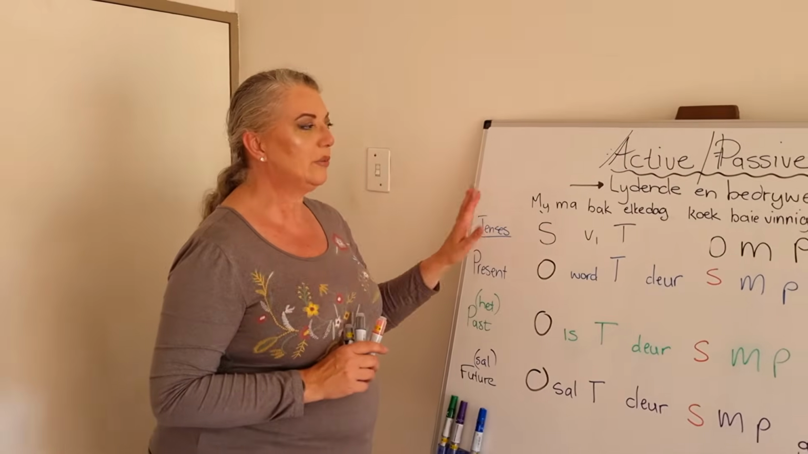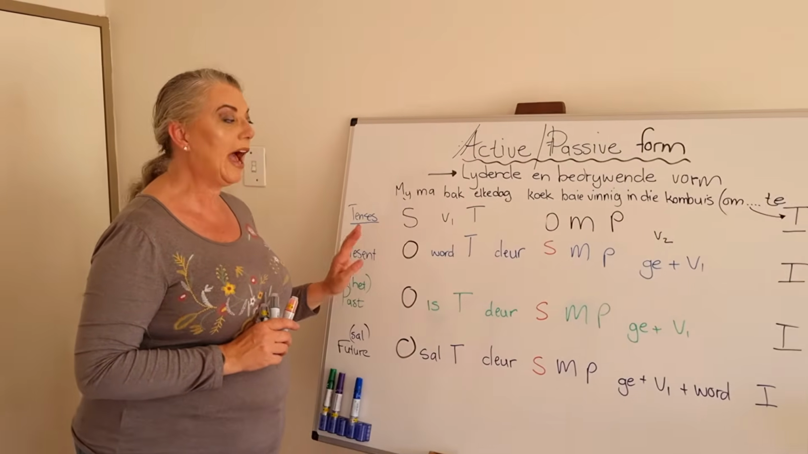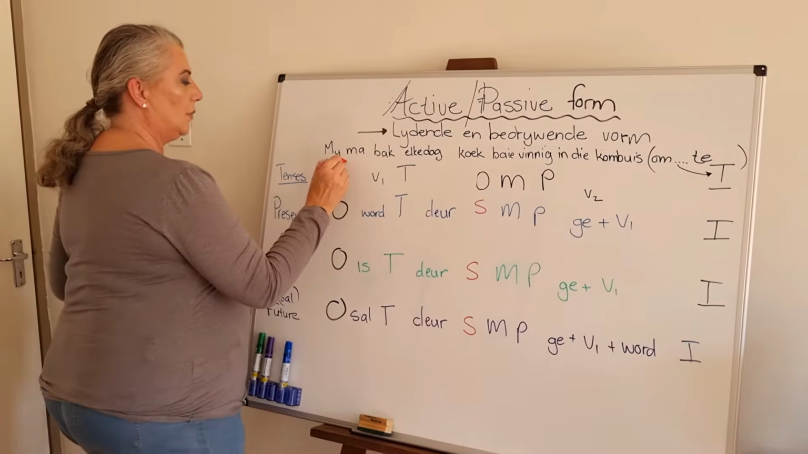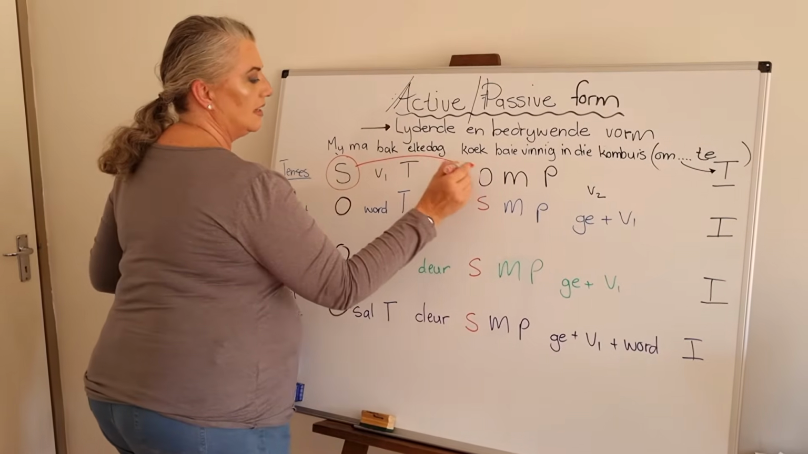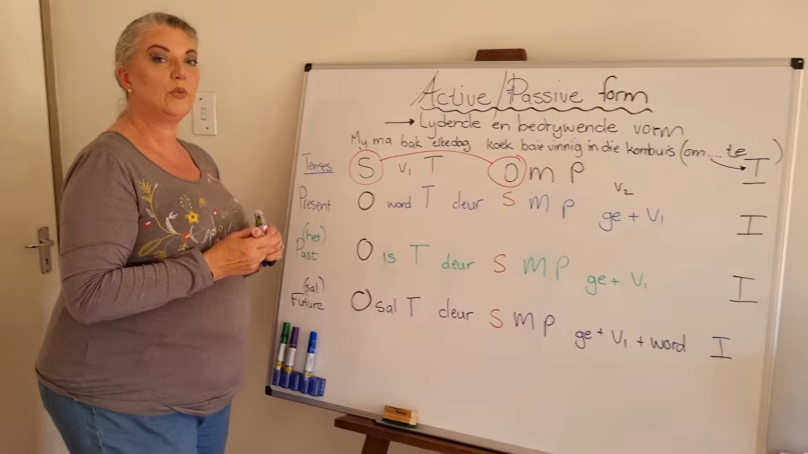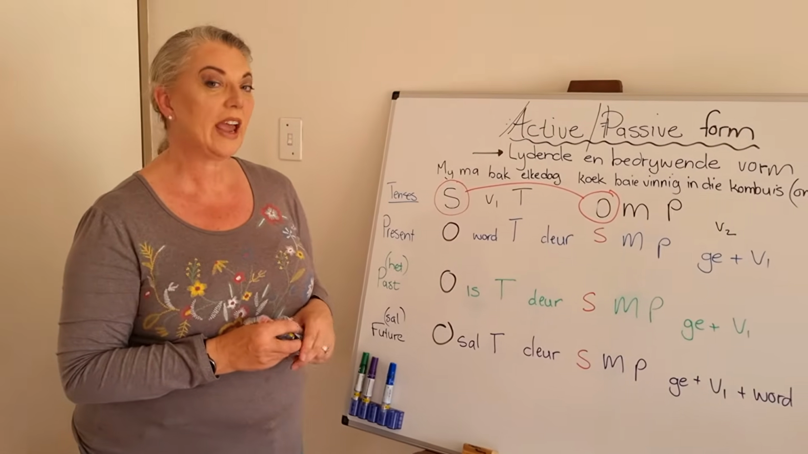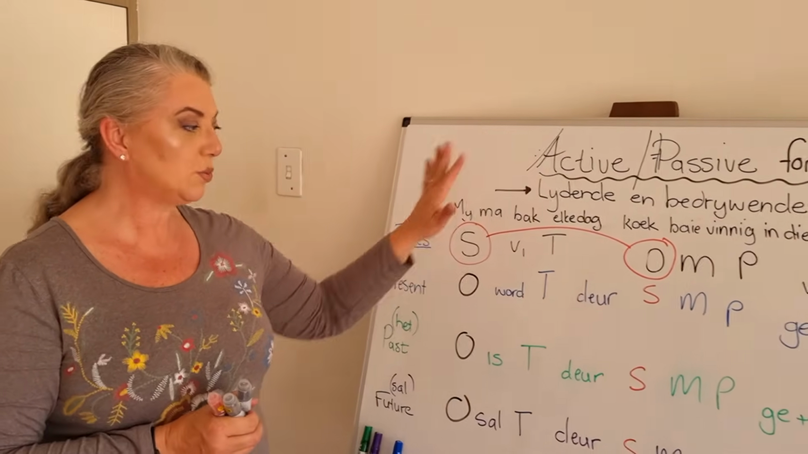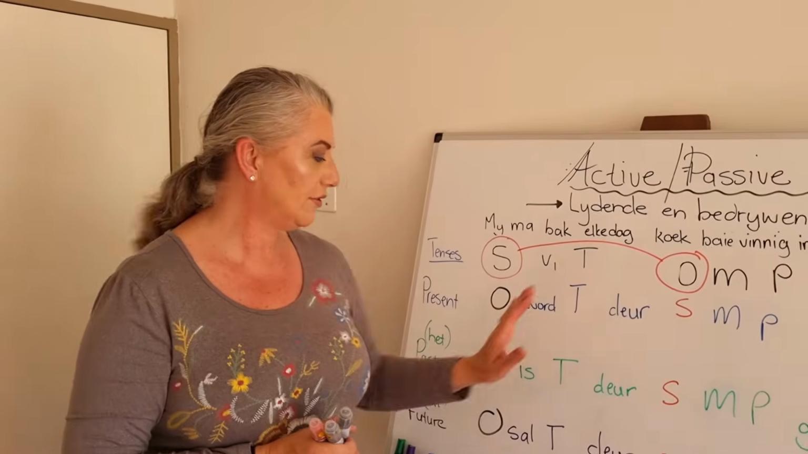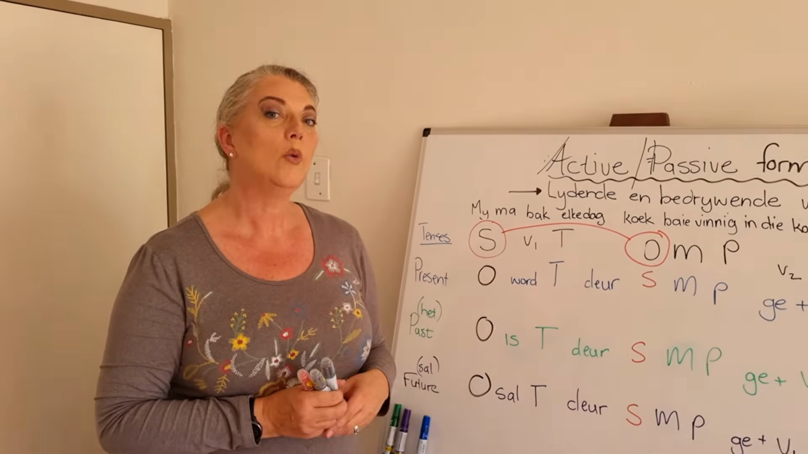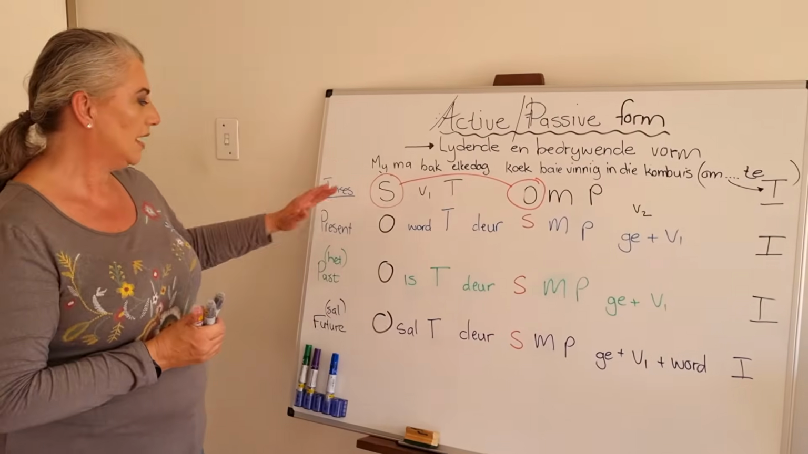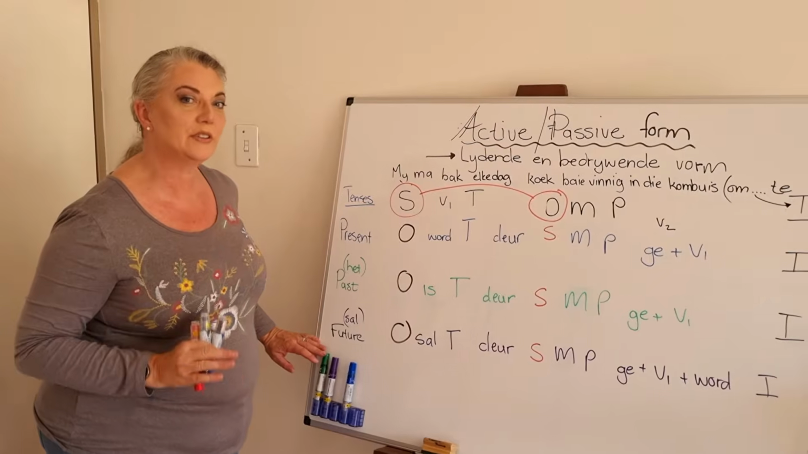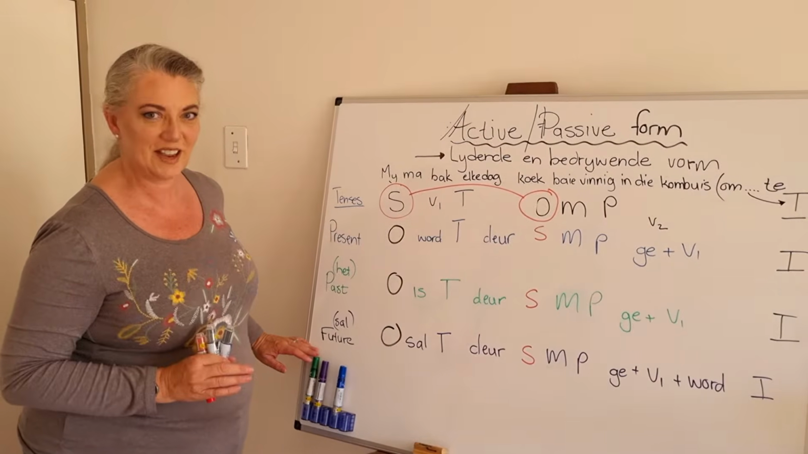Let's have a look. When we do active passive form, we have to swap the subject and the object. So when we start with active passive, write down the word stompie. Swap out the subject and the object. What we do next is we write down the present, the past and the future, because your sentence will have to stay in the same tense.